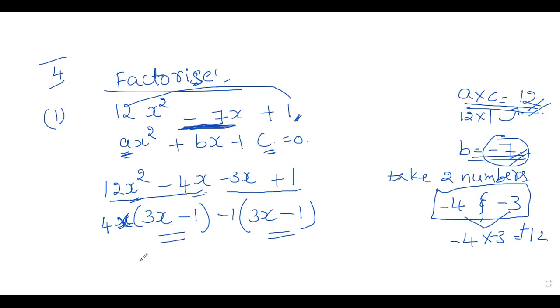So 3x minus 1, and write the remaining 4x here and minus 1 here. So I will write that here, 4x minus 1. Okay children, so these are the factors of the given polynomial.